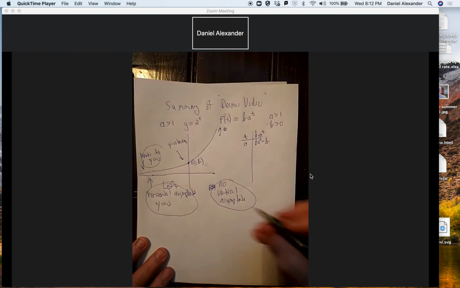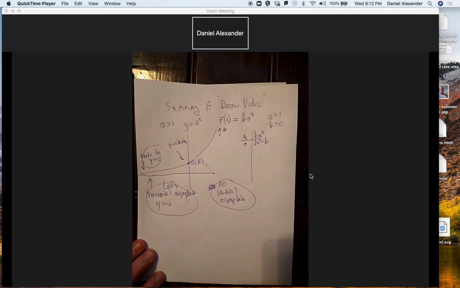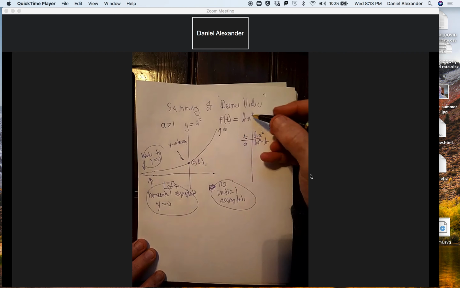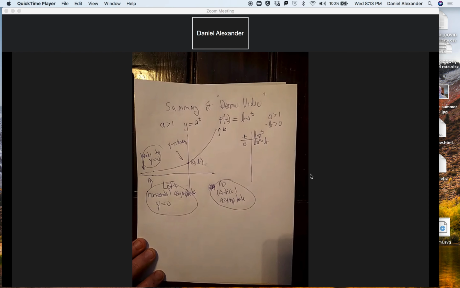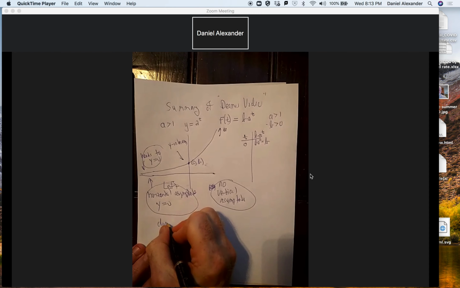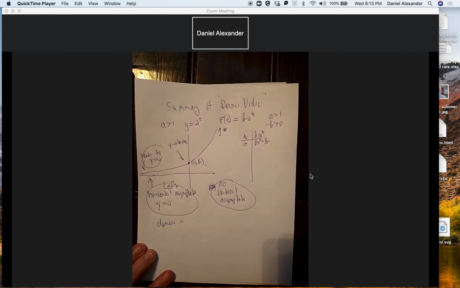Okay. We saw that we can plug in any real number. The graph makes sense for any real number, because a to a positive power, we know what that means. A to a negative power, that's permissible too. So the domain is going to be equal to all real numbers.